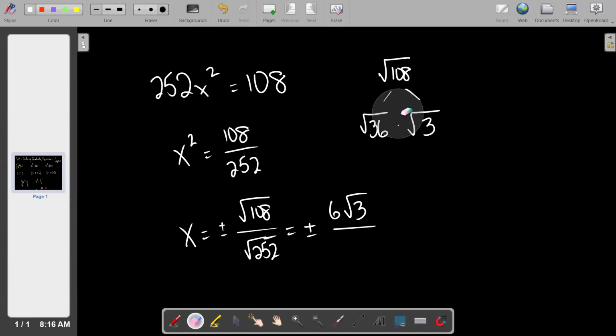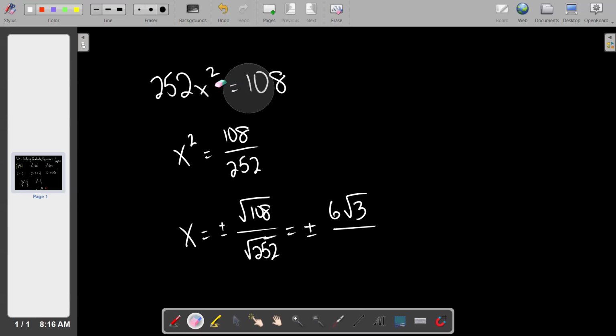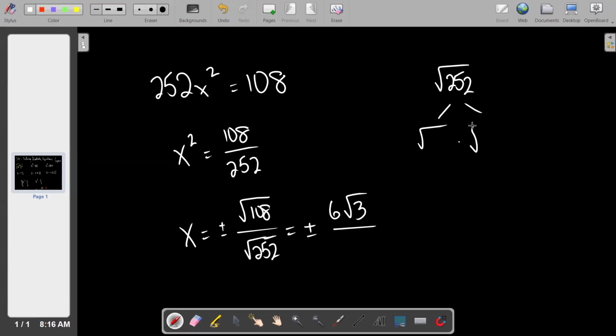Okay. 108. Every number has a best way to break it down. Every number. If it's breakable, it has a best way. Some of them have lots of ways, but there's always one best. How do we break down a 252? Nice job. What is that? 210, 252, 36. So what does the bottom become? Nice.